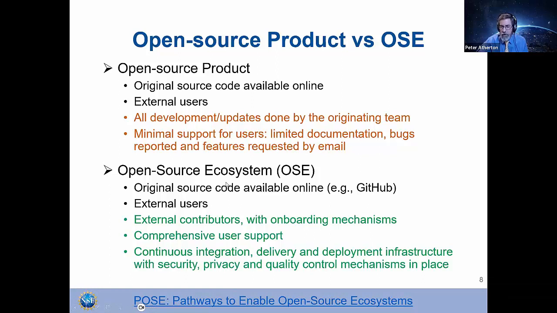In the case of an open source ecosystem, on the other hand, there are typically external contributors to the ongoing development of the open source product. And there are onboarding mechanisms to bring additional contributors on board into the developer community particularly. There's usually comprehensive user support, and there are usually mechanisms in place for continuous integration, delivery, and deployment, with security, privacy, and quality control mechanisms all in place. So these are some of the contrasts between an open source product and an open source ecosystem.